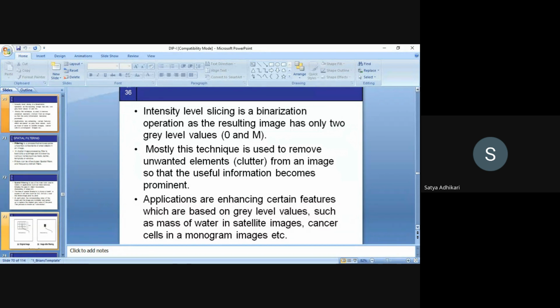Suppose you only want to see the masses of water in a satellite image. The satellite image may contain many kinds of information, but you are interested in the masses of water. Similarly, suppose a mammogram image: you are only interested in seeing the cancer cells. A doctor is interested in seeing only the intensity of the cancer cells, so they can use double thresholding.